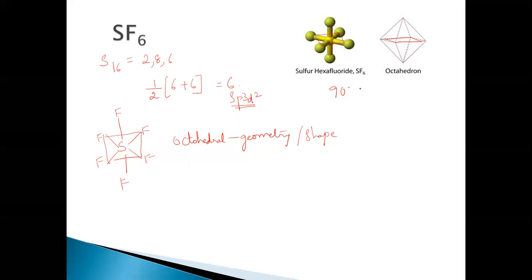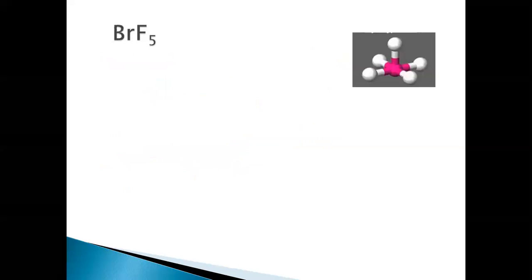Right? So this is square bipyramidal. Just to remember it, as soon as you look at the picture, you can come to a conclusion about the geometry of the molecule. It's as simple as that.